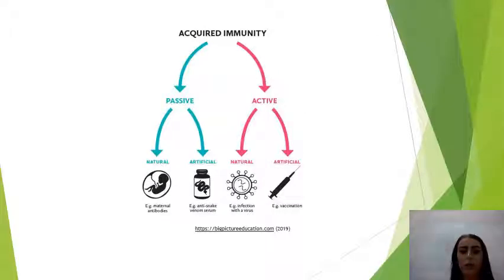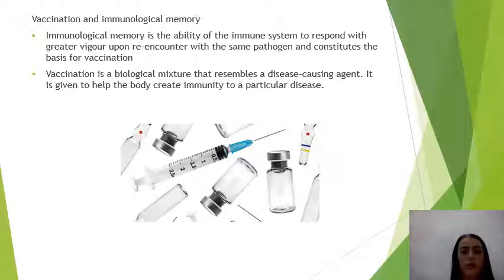The diagram there shows the various acquired immunity types. Vaccination and immunological memory. Immunological memory is the ability of the immune system to respond with greater vigour upon re-encounter with the same pathogen and constitutes the basis for vaccination. Vaccination is a biological mixture that resembles a disease-causing agent. It is given to help the body create immunity to a particular disease.